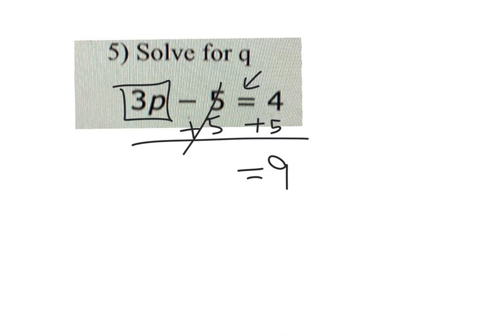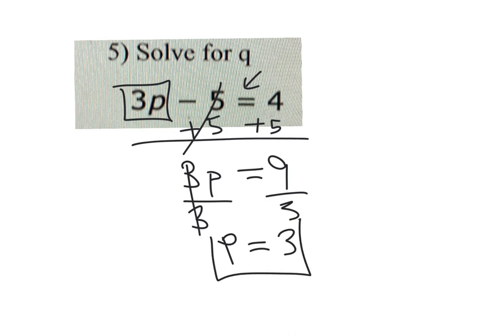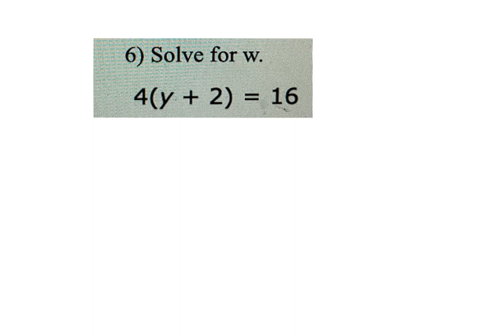On the other side, I have 3 times p. Now the opposite of multiplying times 3 is to divide by 3. So we're going to divide by 3 on both sides to keep the equation balanced. 3 divided by 3 is 1. So that's 1p. Or just p is equal to 9 divided by 3, which is 3. And that is our solution. If you were to go back, we could see that if p was 3, 3 times 3 would be 9. And 9 take away 5 does leave us with 4. So that solution works. Okay, for the last one, we can solve this 2 separate ways.